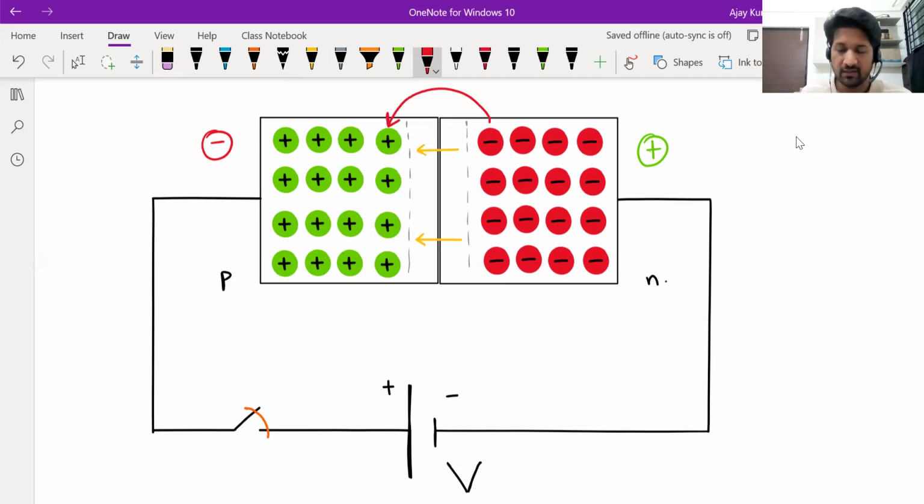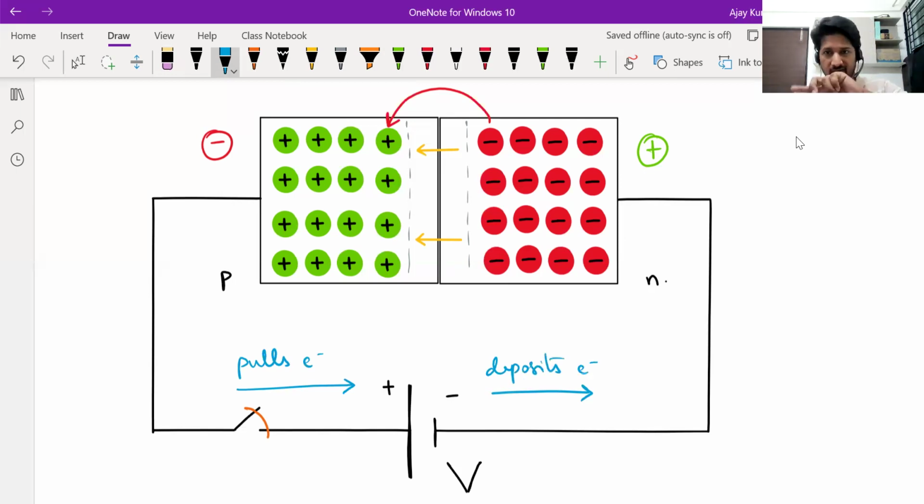p side. Now listen, they don't just go to the p side and settle there. There is a battery. What is the job of a battery generally? To pull electrons from one side and deposit them on the other side. And from which side does it pull electrons? It pulls electrons from the positive terminal. So the battery pulls electrons this way, and then it pushes them out on this side or deposits them on this side.